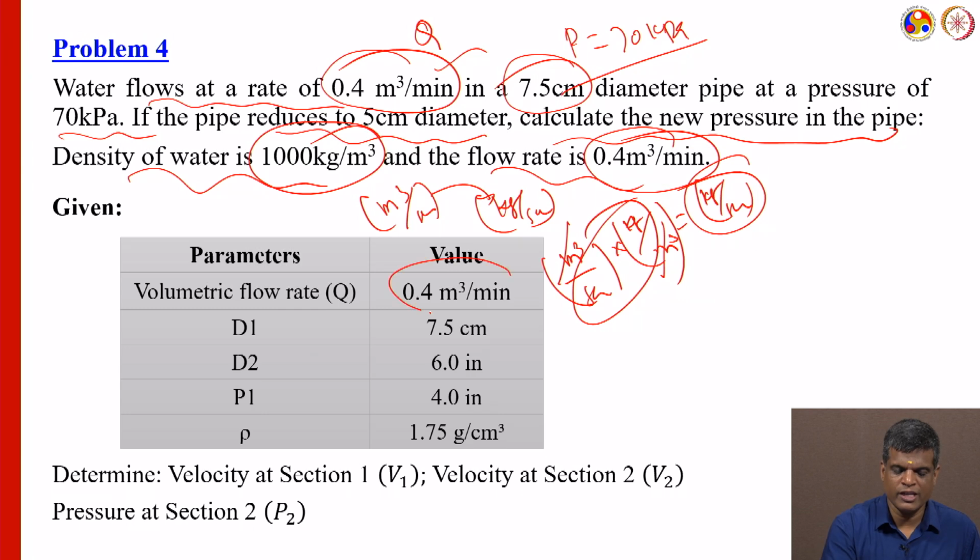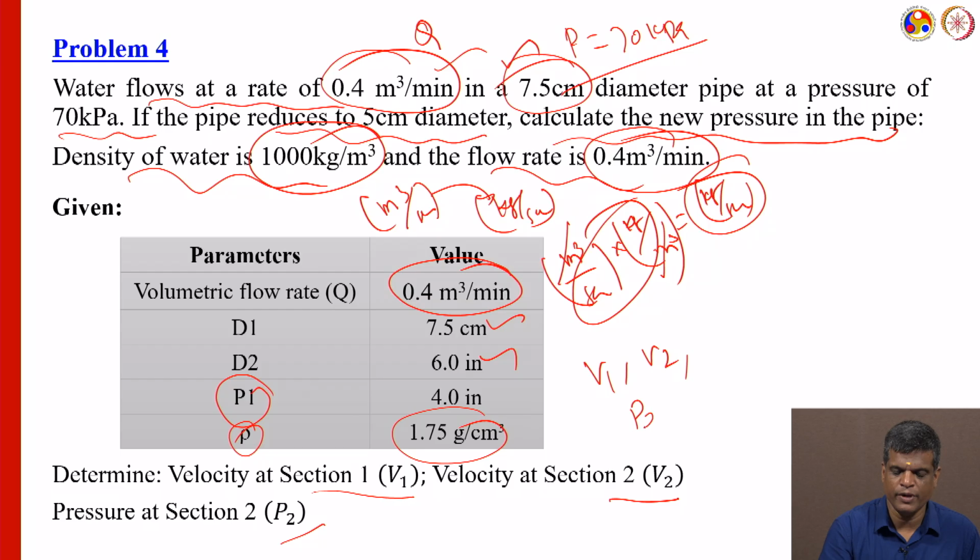So, volumetric flow rate here, and D1 is 7.5 centimeter, then D2 is 6 inch, and the density rho is 1.75 gram per centimeter cube. So, determine the velocity at section, V1 and V2, and the pressure at the section. We are asking for V1, V2, then P2, all three we have to find here.